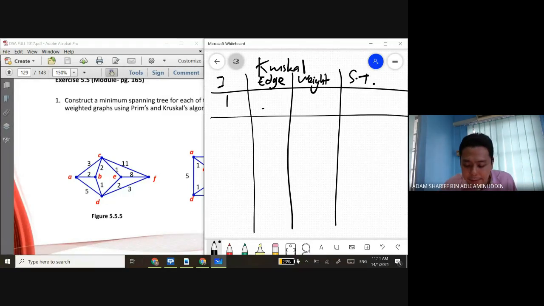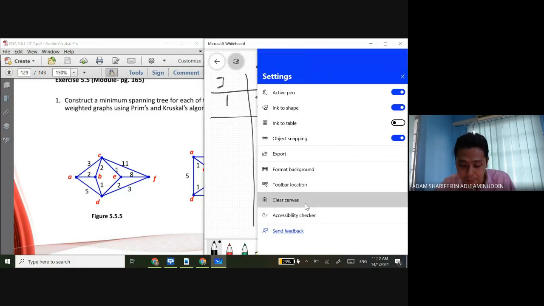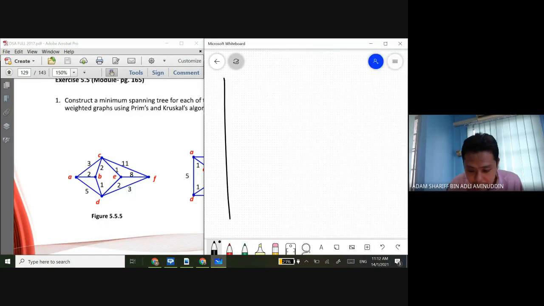Kruskal punya principle, again you start at the smallest one. You can start either at CE or BD. Tak ada masalah. Kecil sangat lah. Iteration ni kecil, saya besarkan.